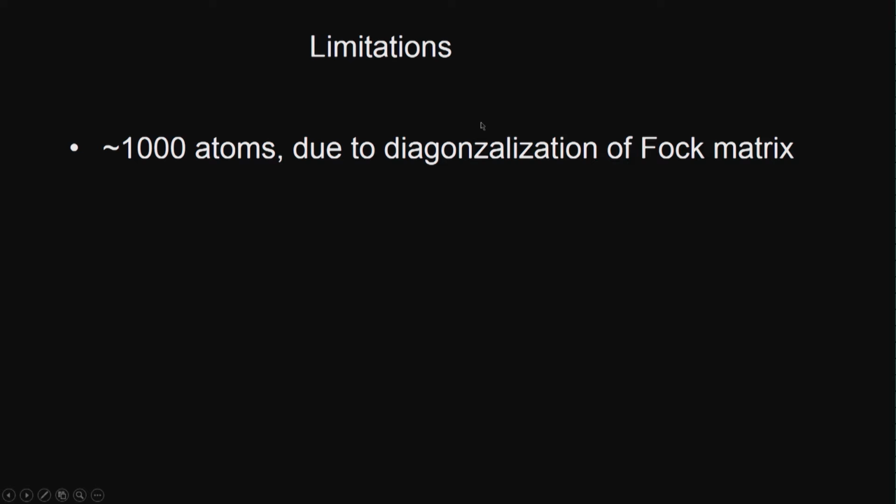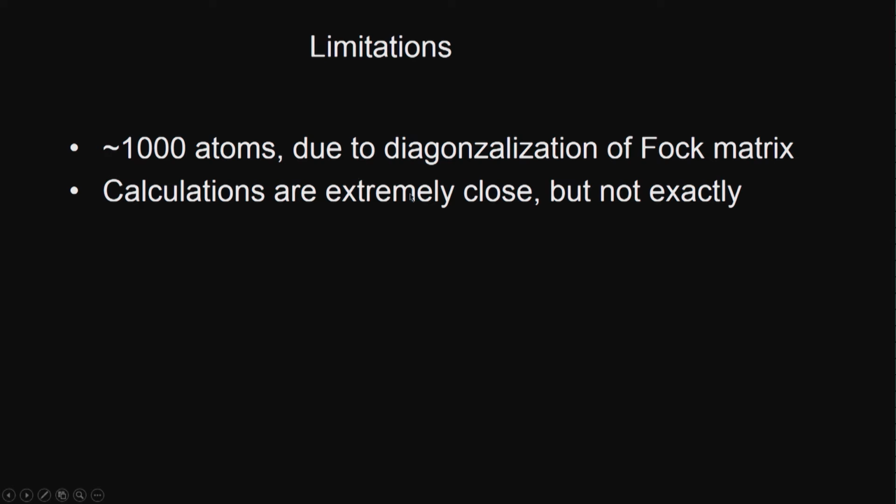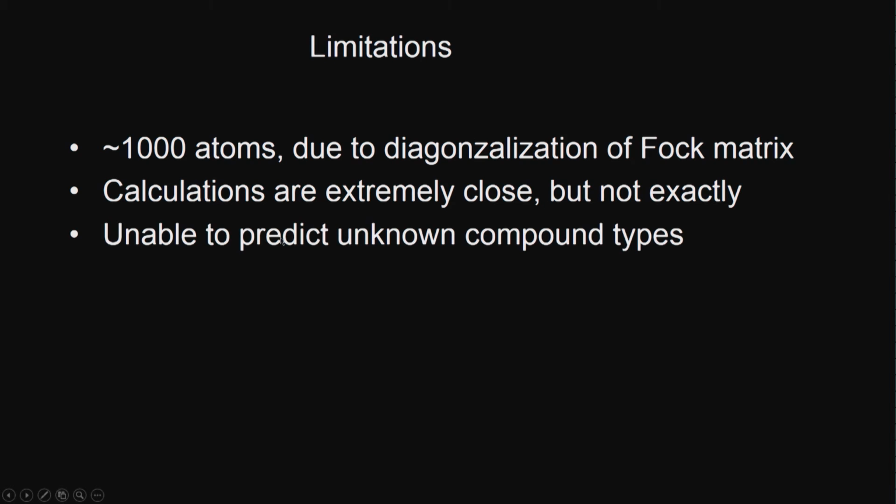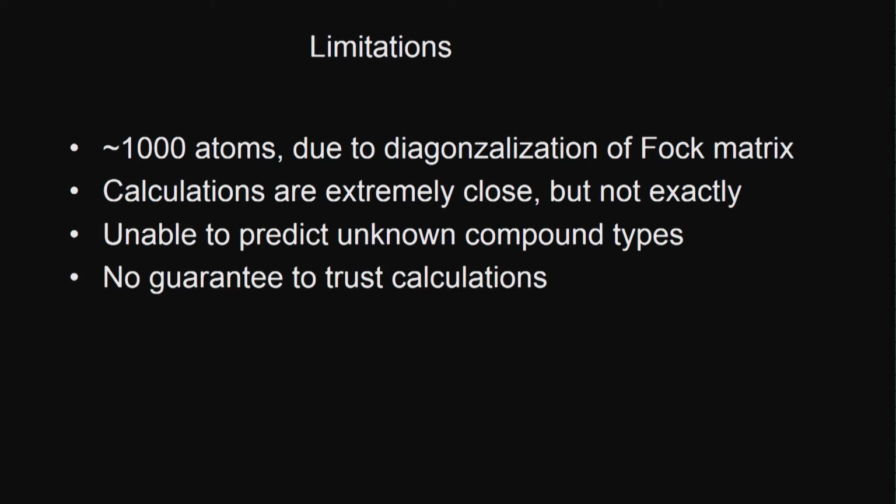So, what are the limitations? We can do thousands of atoms due to diagonalization of Fock matrix. Calculations are extremely close but not exact. It cannot predict for unknown compounds. So, you need to keep that in mind. It cannot predict for unknown molecules and unknown compounds.